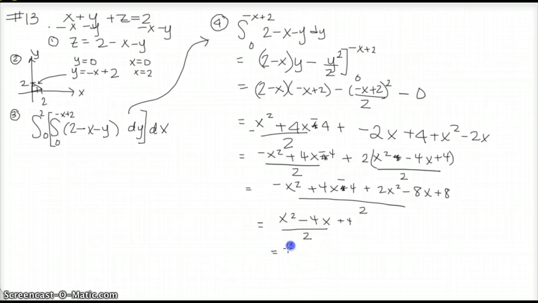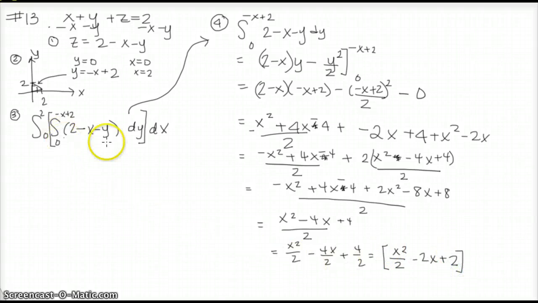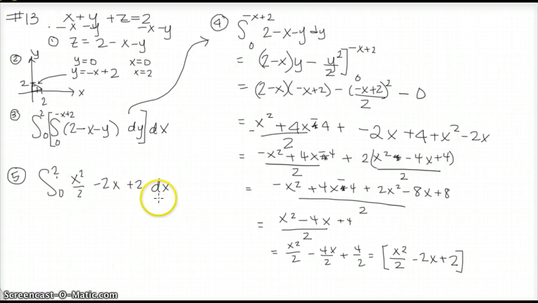And I'm just going to rewrite this so the 2 is the denominator of each term. And then if we simplify, we have this. So what we just did here in this step 4 is we solved the inner integral, and we got this solution. So now we can go ahead and put this back in here for our inner, and this is going to be step 5. So now we're going to take the outer integral from 0 to 2, x squared over 2 minus 2x plus 2 dx. So now when we integrate, we're going to integrate with respect to x.